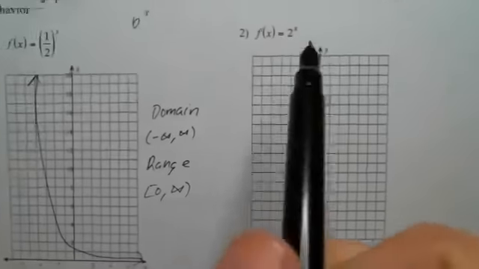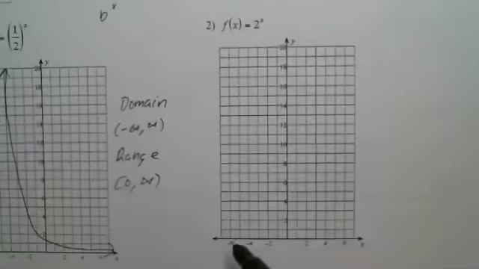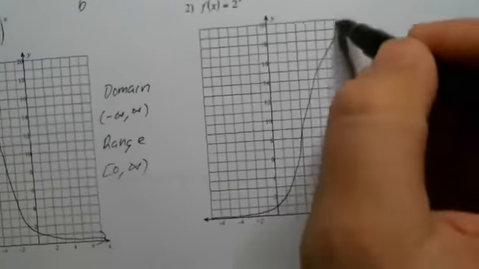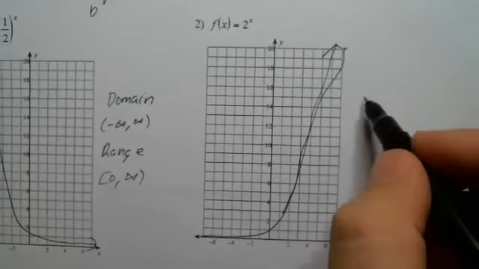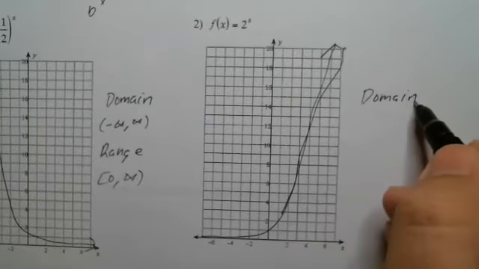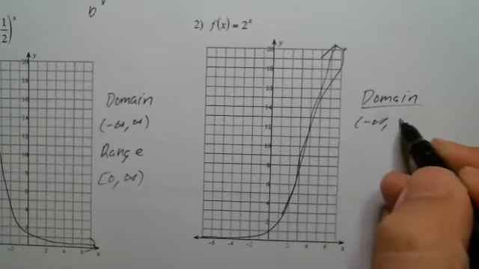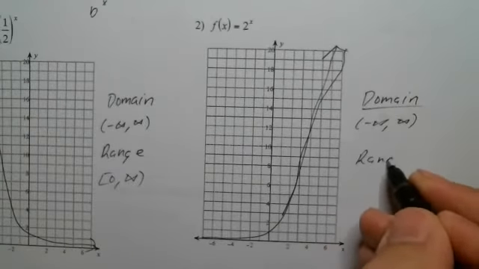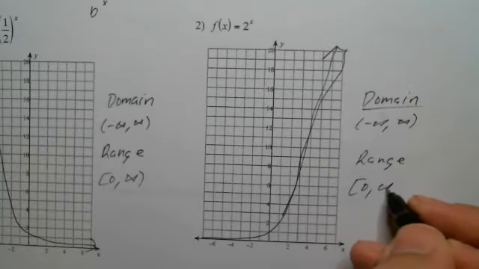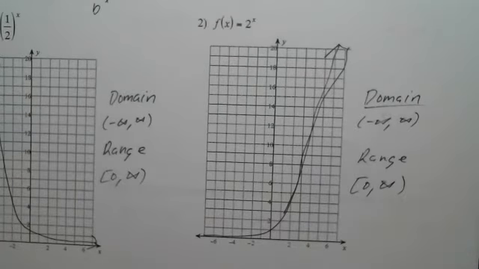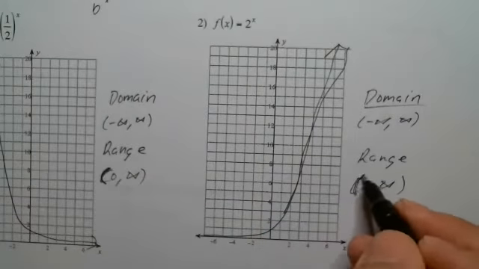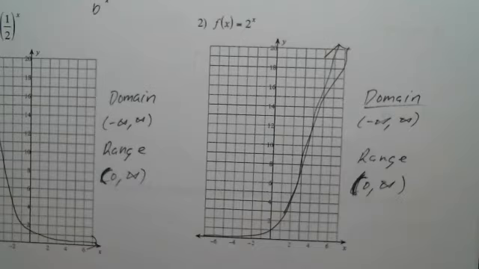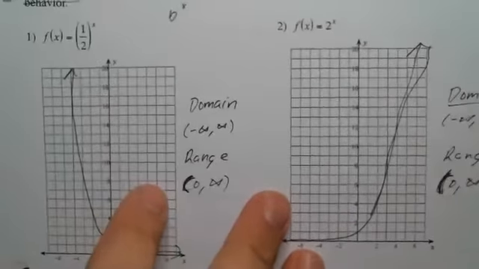And when b is greater than 1, it's going to be going up. Sorry about the squiggly line. The domain and range is the same: -infinity to infinity, and the range is from 0 to infinity, with 0 included. Oh no, I put a bracket. Sorry, 0 is not part of it because it never touches it. So 0 is not included. So it would be a parenthesis there.